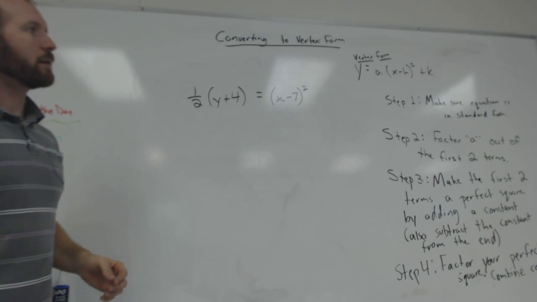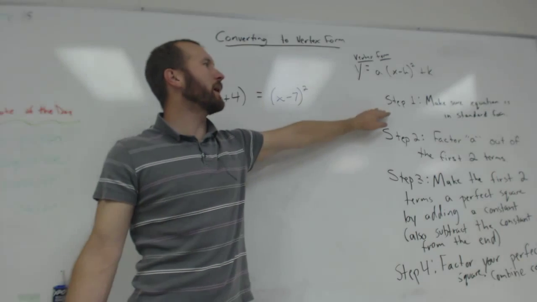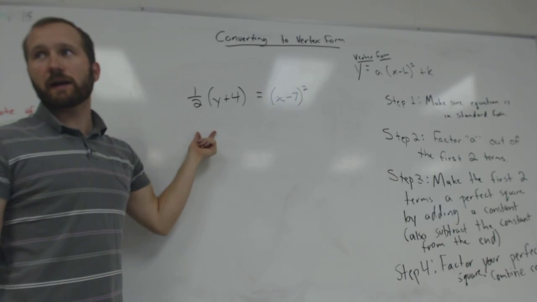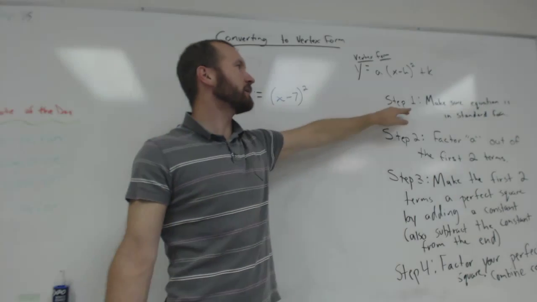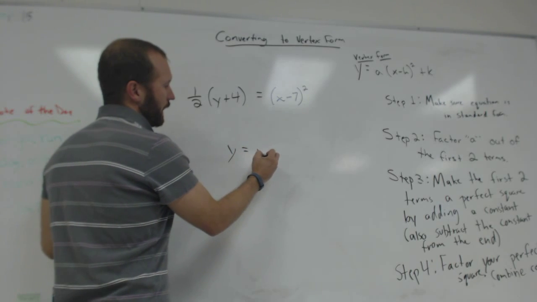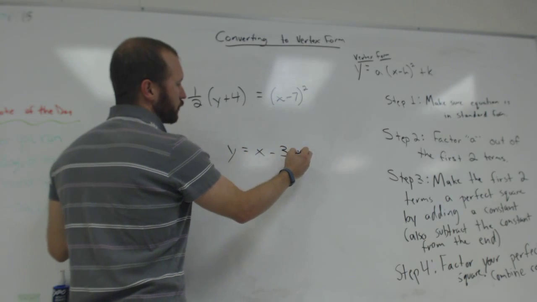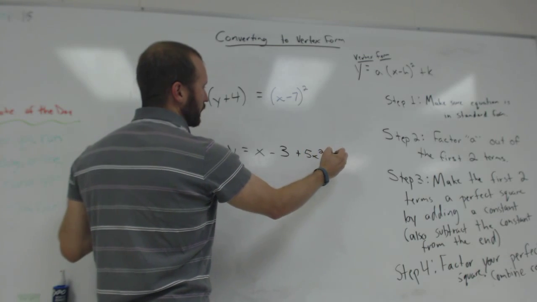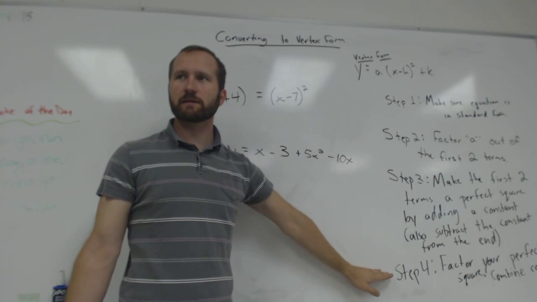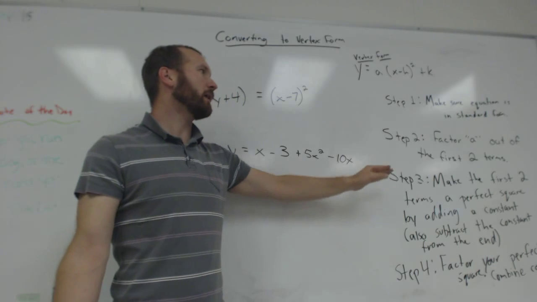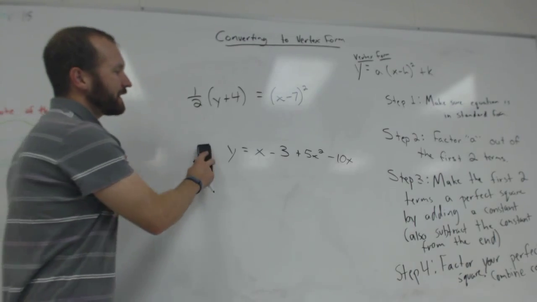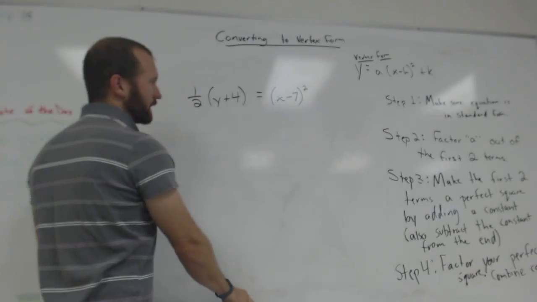A way to make it standard? Exactly. So I don't really need to make it into standard form. What I'm trying to do is have y equals on one side. The reason I said this is because if I had y equals x minus 3 plus 5x squared minus 10x, then the rest of these steps don't make sense. But there are times when making it into actual standard form is not helpful.